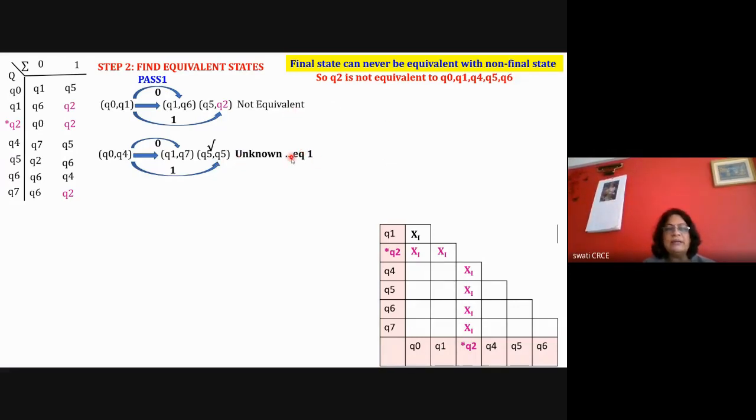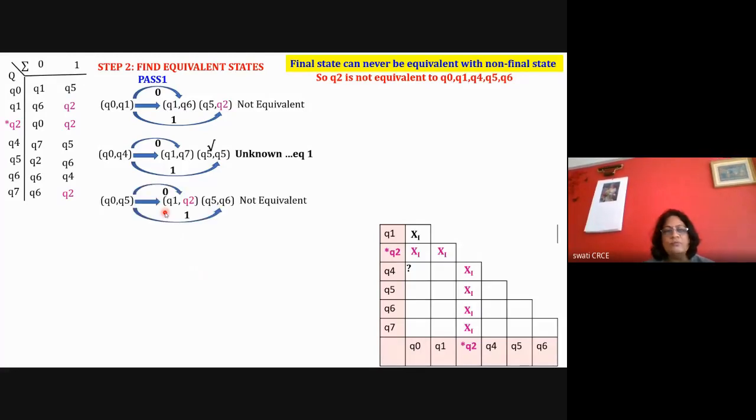And I'm writing it here as equation number 1 because at this moment I cannot make a decision about Q0, Q4. Q0, Q4 depends on the equivalence of Q1, Q7 and Q5, Q5. So Q5 is equivalent with Q5, but Q1, Q7's equivalence I don't know right now. So I don't know about Q0, Q4. So it is equation number 1. Now you take the next pair Q0, Q5. So I'm writing here in the box a question mark.